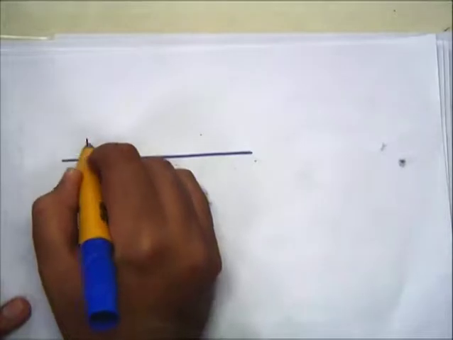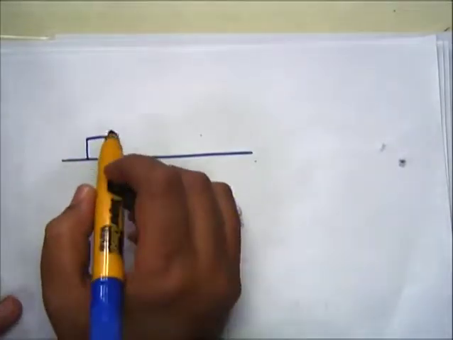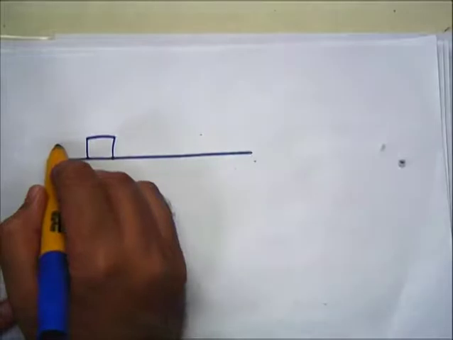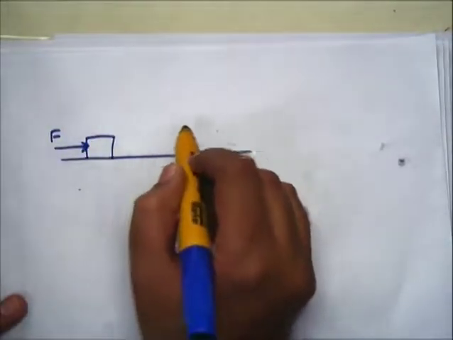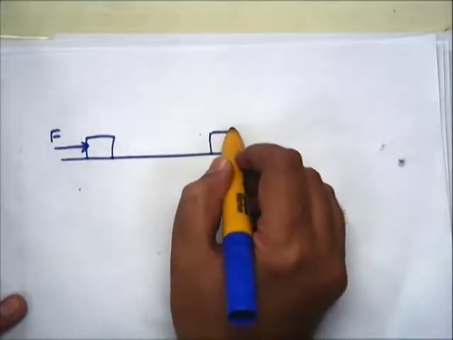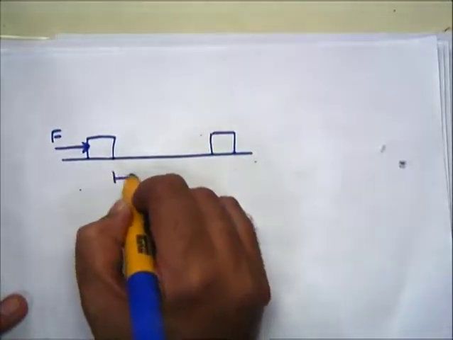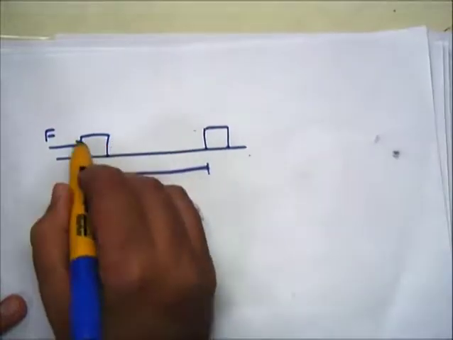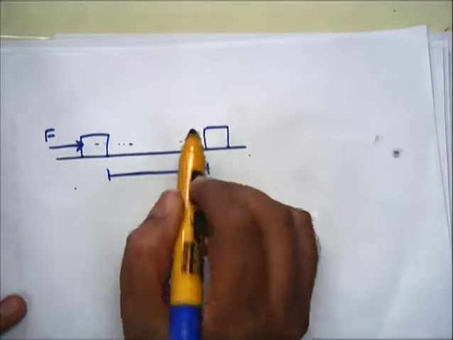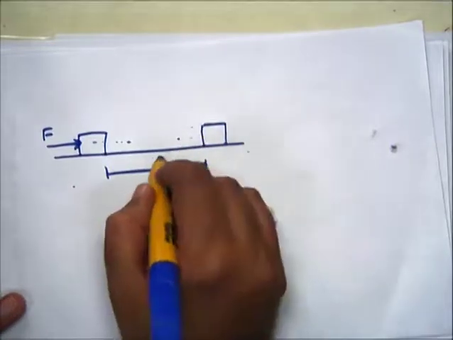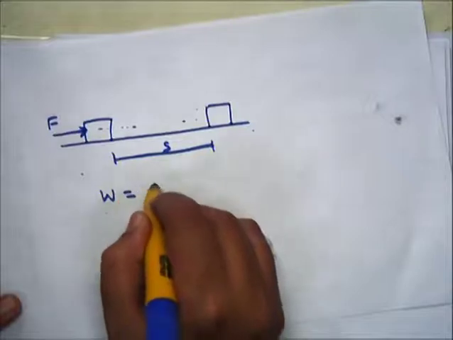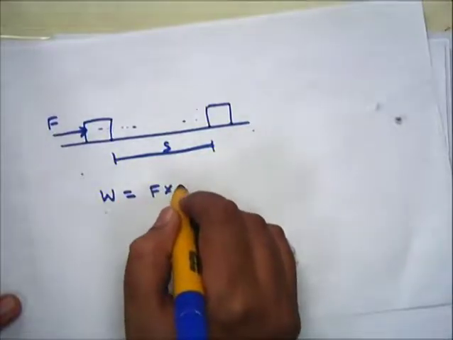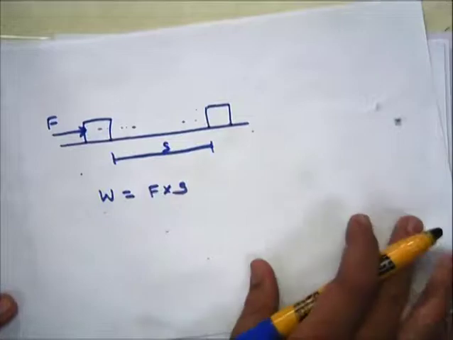Suppose one object is lying on a surface and one force is given. If it is displaced by distance S in the direction of force, then work done is equal to F multiplied by S.